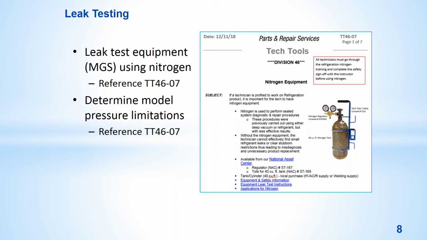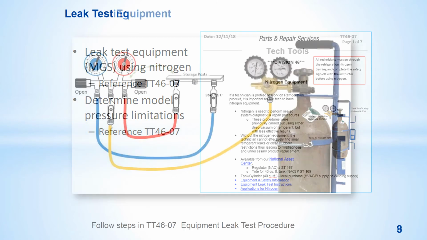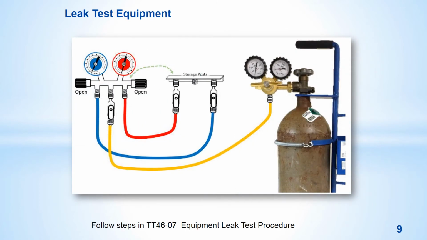The Tech Tool Bulletin TT46-07 is available in Tech Hub Media and provides the safety guidelines and procedures concerning dry nitrogen in the refrigeration service industry. It is necessary to know that your manifold gauge set and hoses and hose gaskets do not leak. The procedure steps are always available in Media Bulletin TT46-07. Your participant guide has a high-level guide for the hands-on activity as well as the detailed steps listed in TT46-07.